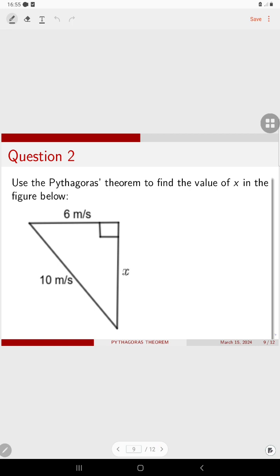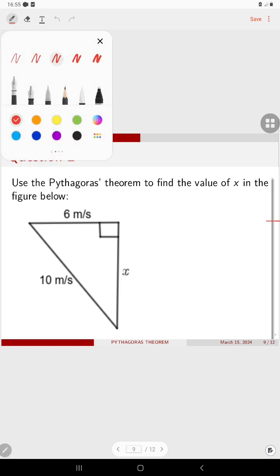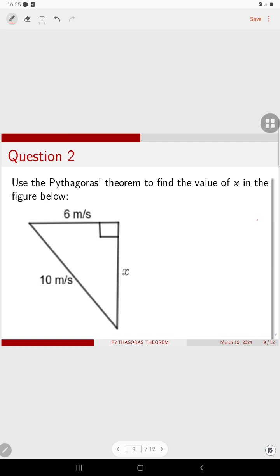Now let's look at another nice question. We are supposed to also use Pythagoras theorem to find the value of x in this figure, right? So how do we apply the theorem? The theorem is saying that the square of the hypotenuse, so you must first identify the hypotenuse, and here the hypotenuse is our 10, right? So our 10 is the hypotenuse, so we can say 10 squared equals 6 squared plus our x squared, or you can say that 10 squared equals x squared plus 6 squared. Any of them is acceptable.